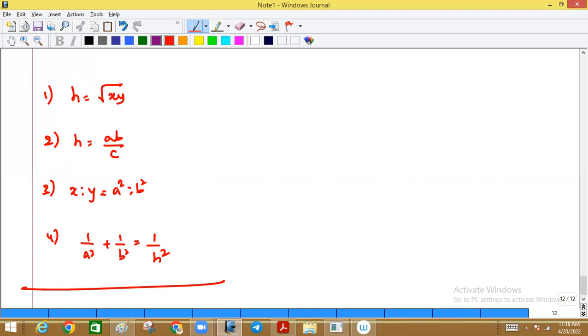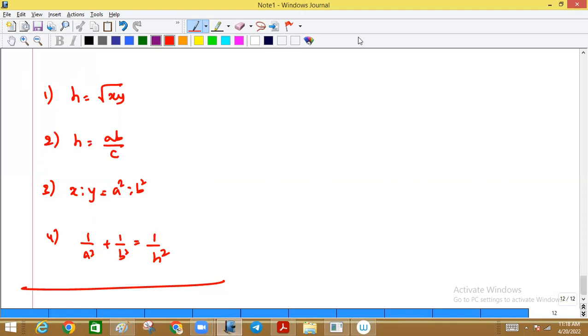Okay. When you draw a perpendicular on the hypotenuse, there are three triangles formed. All the three triangles are similar to each other. The moment they say perpendicular drawn on hypotenuse, definitely it has to do with these four formulas. Fourth one will not be used much. They may directly give it to you as a formula if at all, but first three are very, very important. Mostly H is equal to root of XY. Second one, H is equal to AB by C. Third one is also important. X is to Y is equal to A square is to B square.